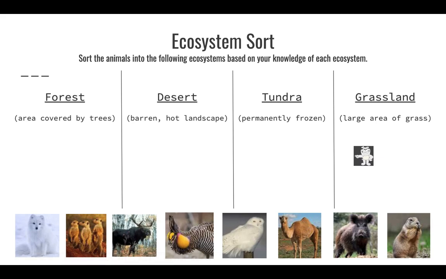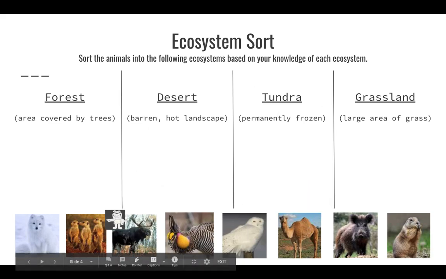Now, there will be 2 animals per ecosystem. Pay attention, like I said, to the backgrounds in the pictures. Do a process of elimination if you can. I know some of these animals you have never seen before. There was 1 or 2 I had never seen before either. So we're all learning together. So remember, on your notebook paper, write down forest, desert, tundra, grassland. Number the animals if you need to, and then write what number each one belongs under. So that's your assignment.